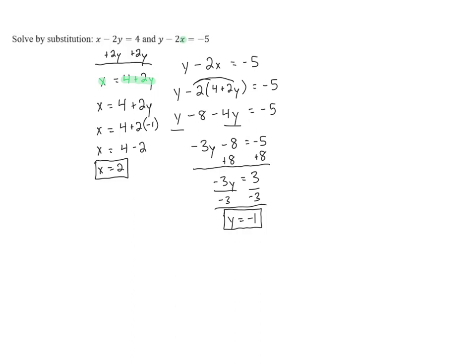And our answer is x equals 2 and y equals negative 1.